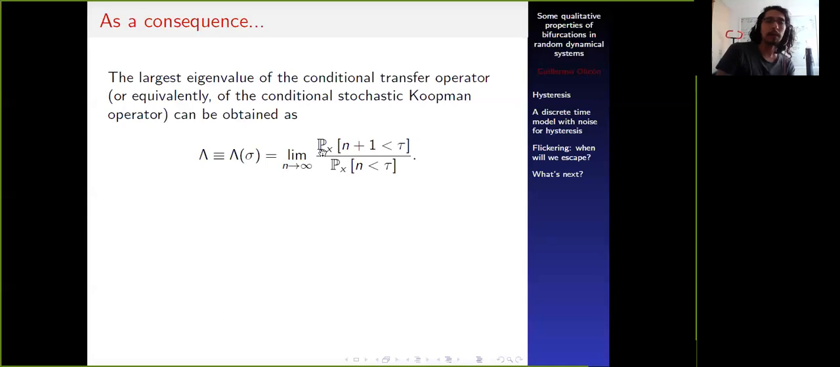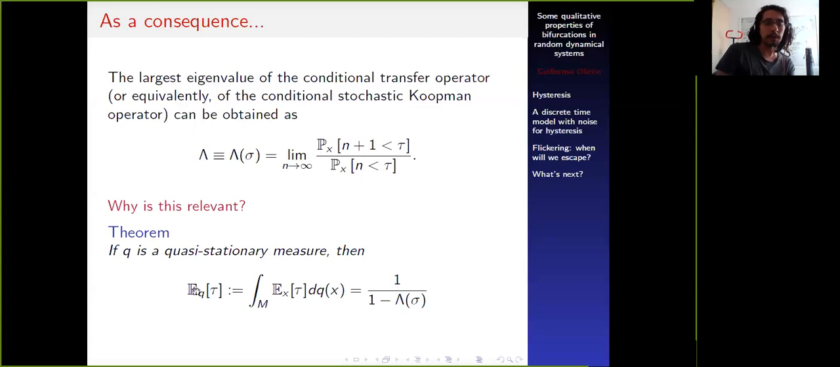This eigenvalue can be approximated by this quotient: the probability, starting at any initial point, of remaining in the set M up to time n plus one, divided by the probability of remaining up to time n. Asymptotically, it gives us the value of this eigenvalue. Why is this eigenvalue important? Because for quasi-stationary measures, if we start with that initial distribution, the mean escape time is precisely 1 over 1 minus lambda. Of course, when sigma goes to the critical value sigma star, the bifurcation point where the set is exactly invariant, this lambda becomes one.